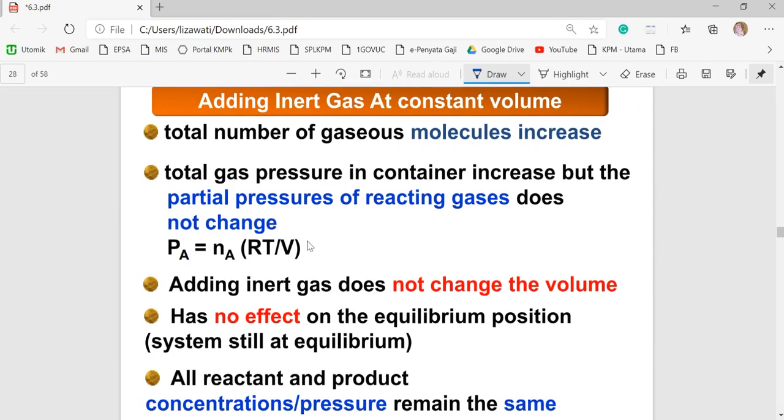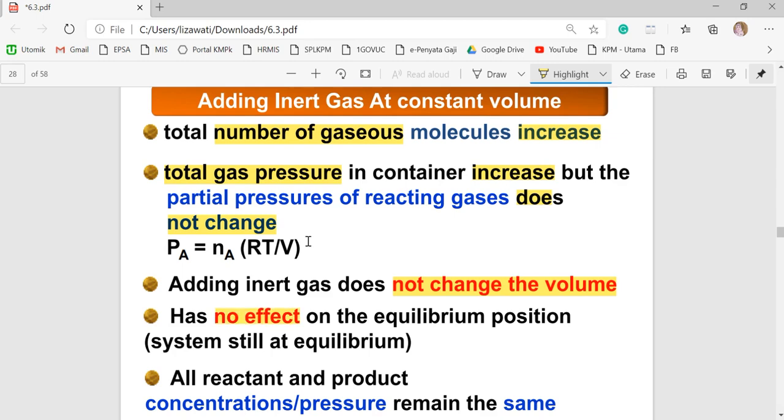When inert gas is added at constant volume, the total number of gas molecules will increase. The total gas pressure in the container will increase, but the partial pressure of each of the reactant gases does not change, which means only the total pressure changes. Adding inert gas does not change the volume, so it has no effect on the equilibrium position.